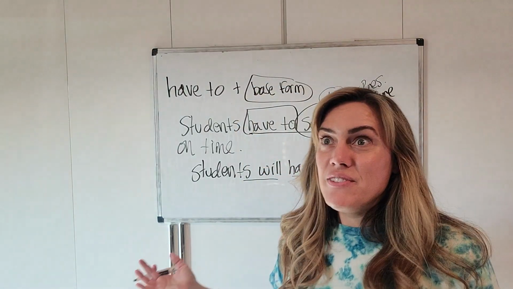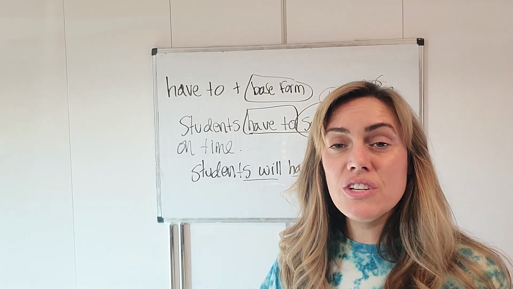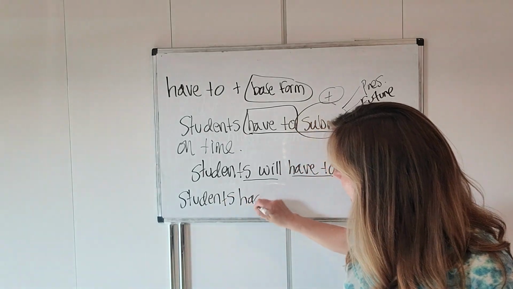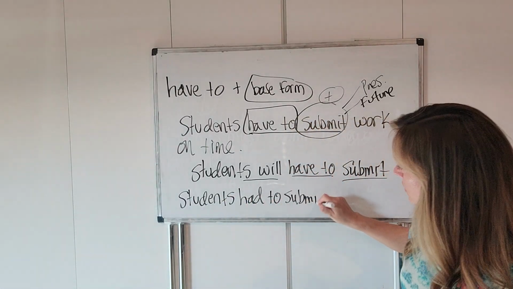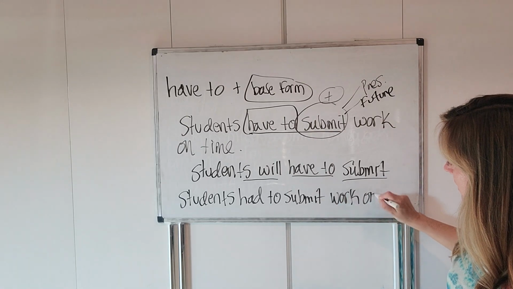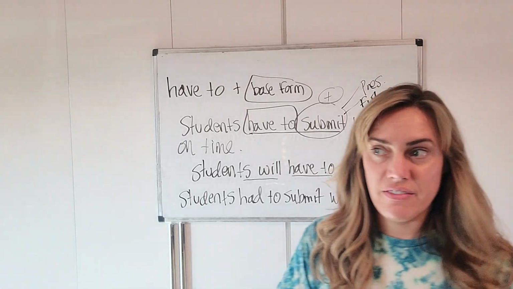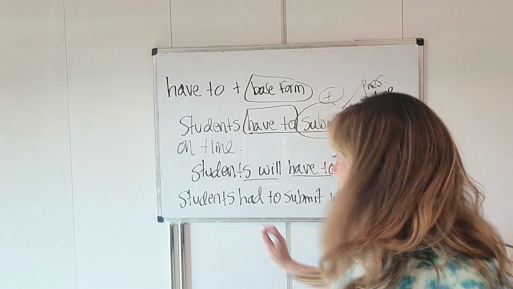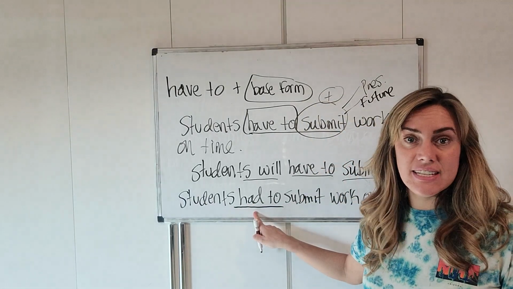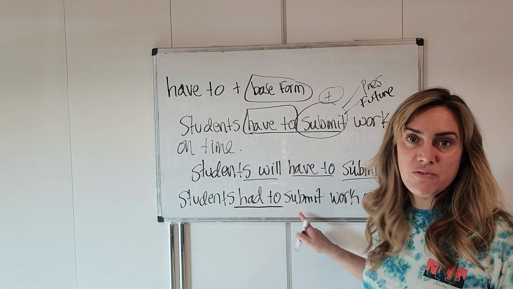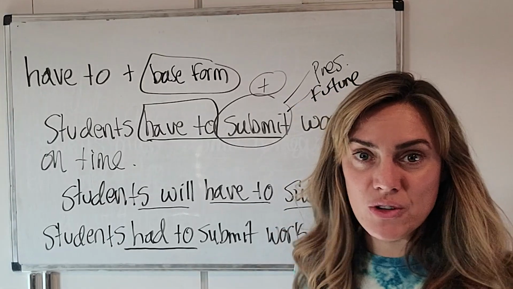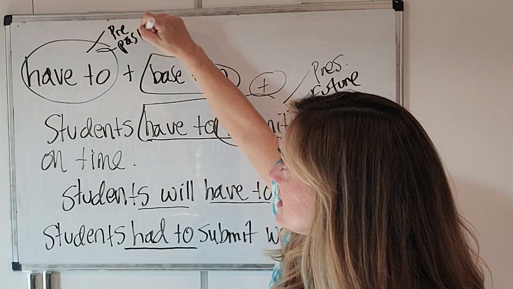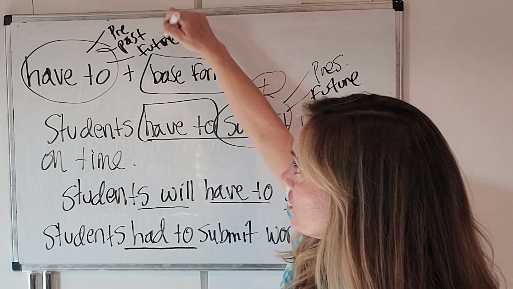We could even use have to for past. That's why I love this one, because you can use it for everything. So students had to submit work on time last year. If they didn't, then maybe they didn't pass the class or something. They had to do it. They had to. So just notice it's the past tense of have, had to plus base form. So you can see this modal is really great because you can use it in the present, you can use it in the past, you can even use it in the future, okay?